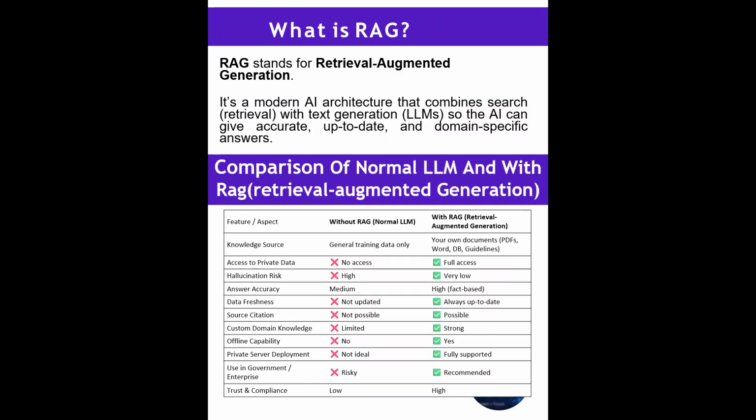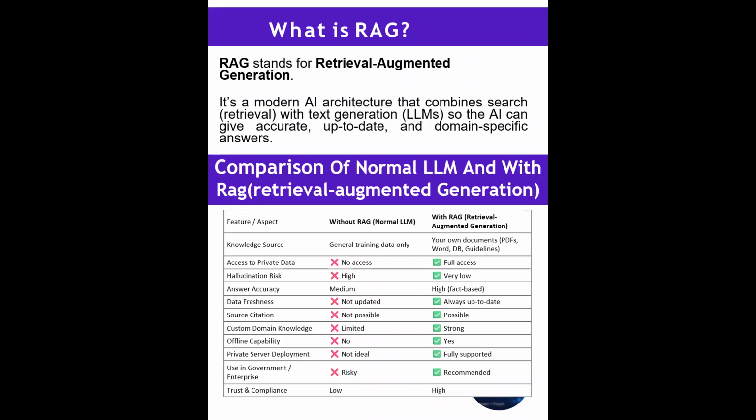There is a comparison table. Comparison of a normal LLM with RAG, Retrieval Augmented Generation model. The knowledge source: general training data only. With RAG, your own documents, PDF, Word, DB, guidelines. Access to private data: no access. With RAG, full access, you can access your private information, which is available in your PDF, Word, DB, and guidelines.